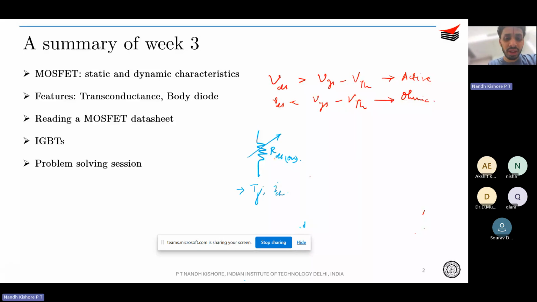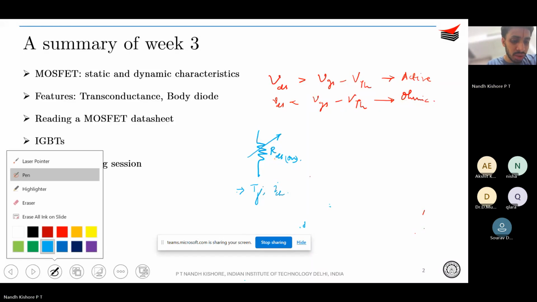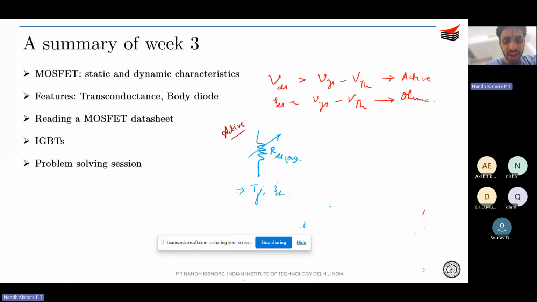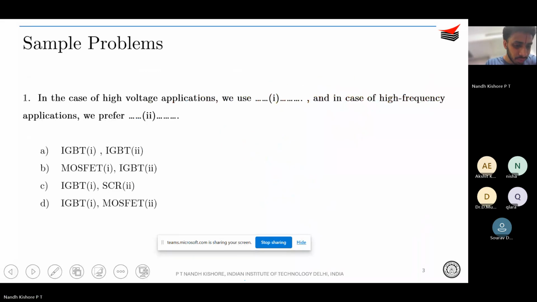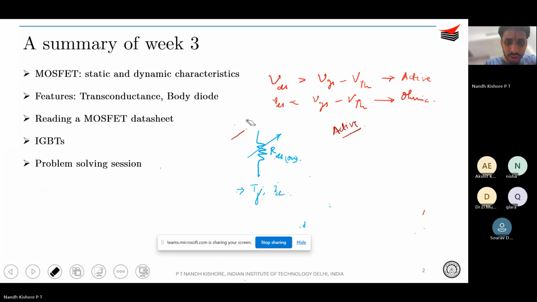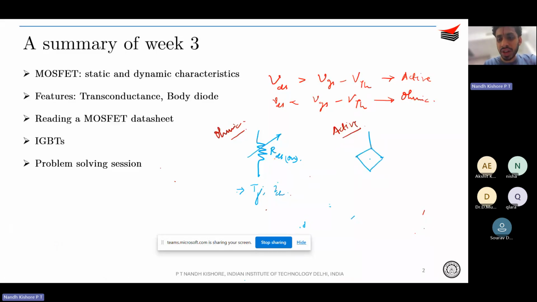Okay. So this is the ohmic region. On the other hand, if your device is in the active region, you approximate it as a voltage controlled current source, right? So this is a VCCS, that is a voltage controlled current source.